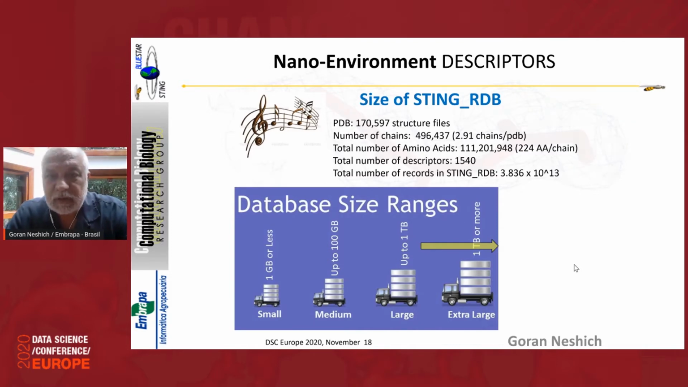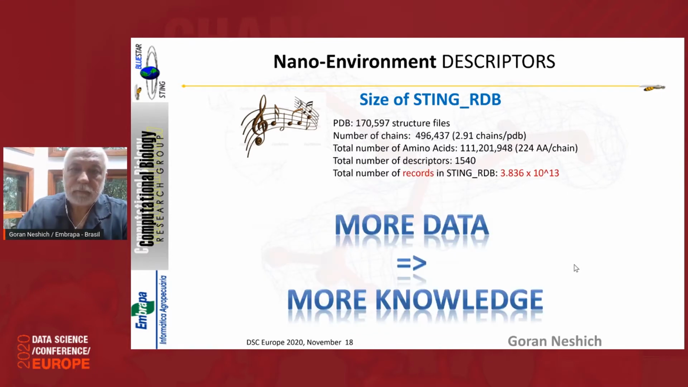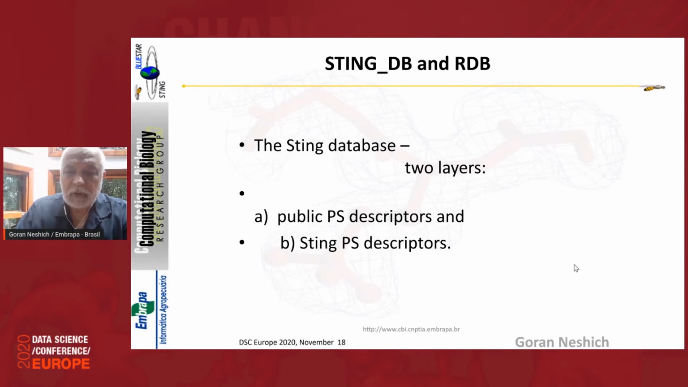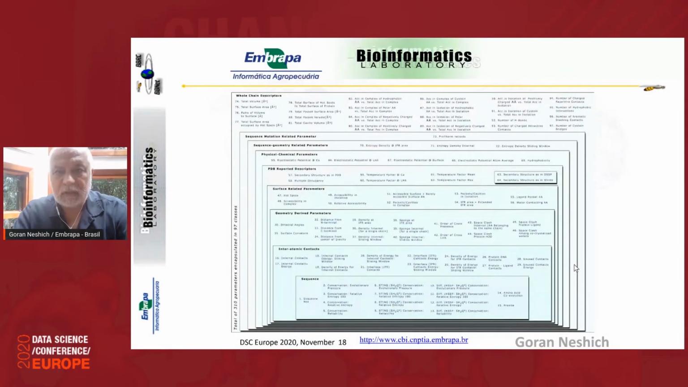And for each of these amino acids we produce here in STING 1,540 parameters. That finally translates into 40 trillion registers. That's how big our database is. That's big data, and that's an extra large database, as you can see. So once again, more data, more knowledge, but we have to have a proper hypothesis to drive our research and get to the solutions.